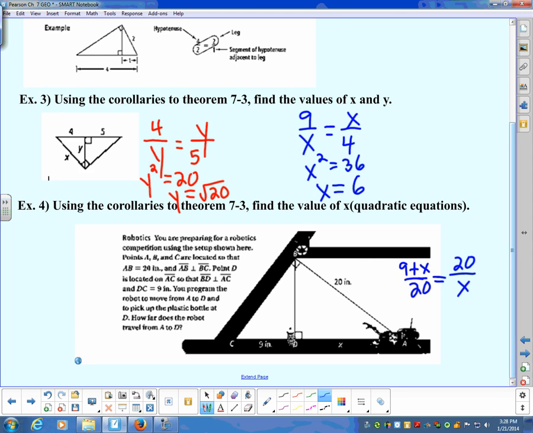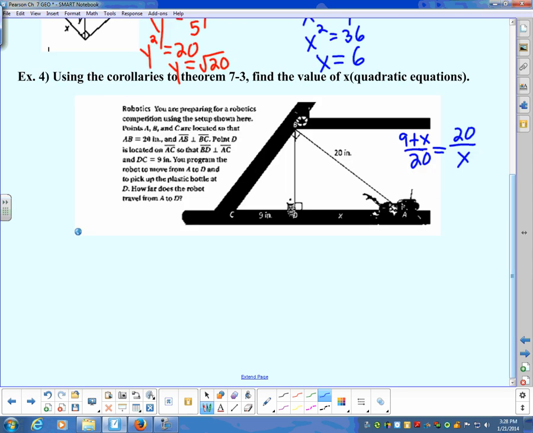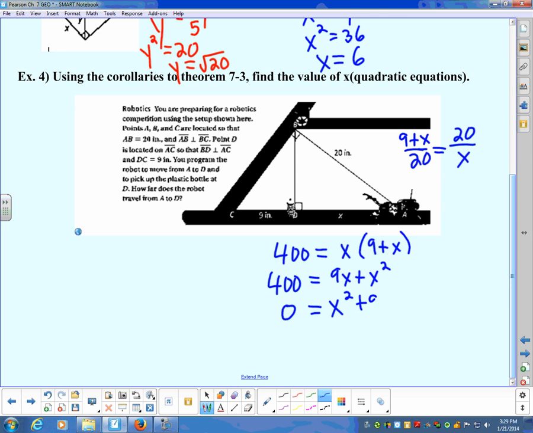So what this does is just like in problem 24 from your homework that you asked me about, it creates a quadratic equation. So I cross multiply, I have 400 equals x times 9 plus x. I'm just going to write it down here because I don't know if everybody's seeing this. So I have 400 equals 9x plus x squared. One more step before I solve by either factoring or the quadratic. Just subtract the 400 over, right? So 0 equals x squared plus 9x minus 400.